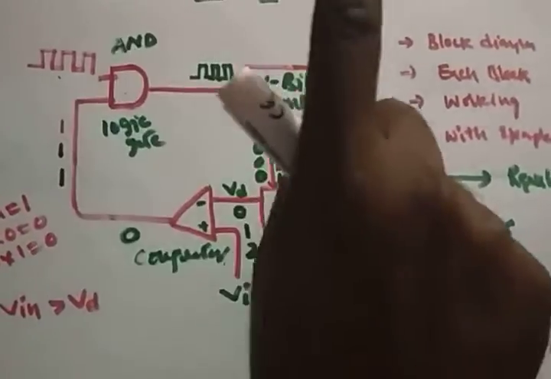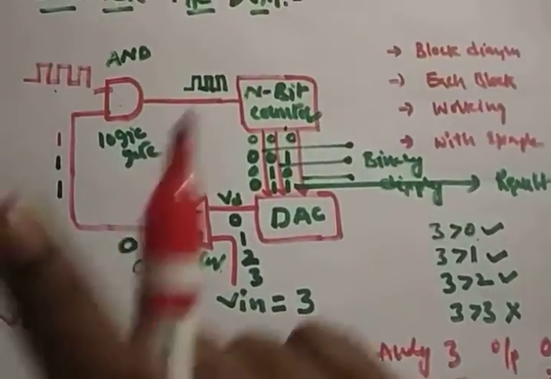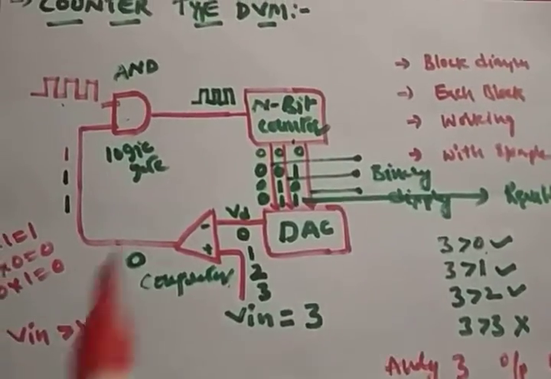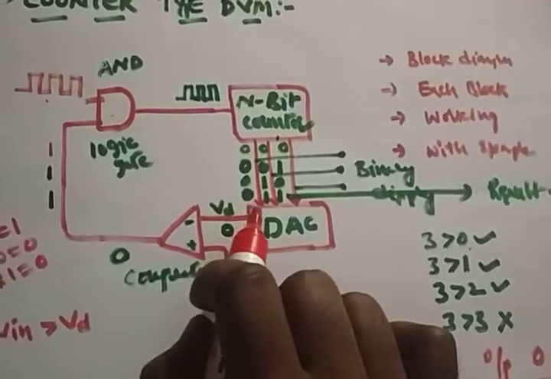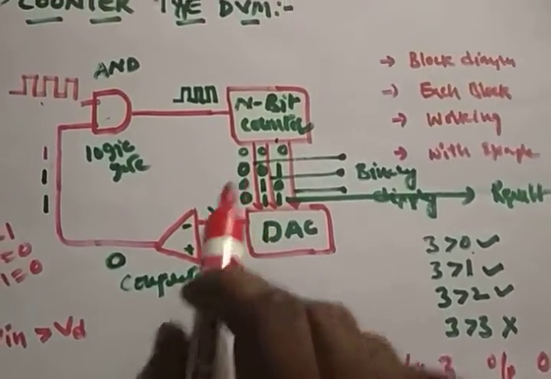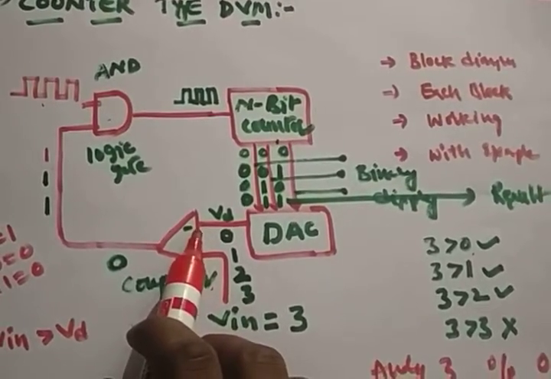Okay, the first clock pulse moves to the counter. The counter will count how many clock pulses? 1 clock pulse. Then again 1 will be shown. Again this is converted by the digital to analog converter, and 1 will enter into the comparator input.